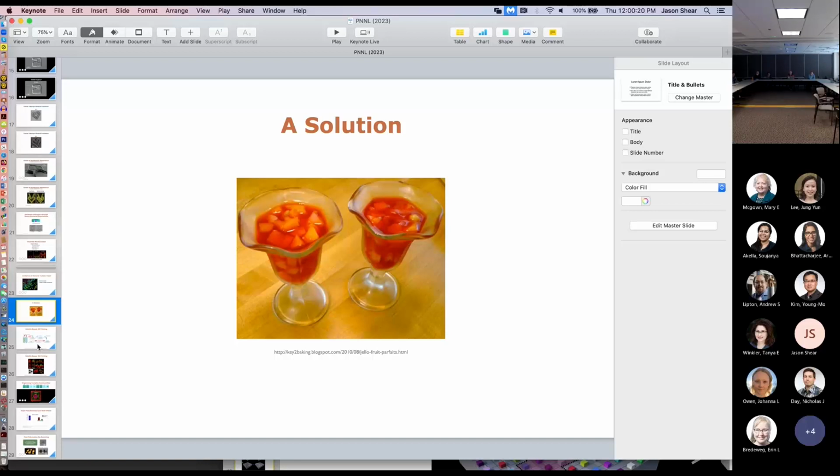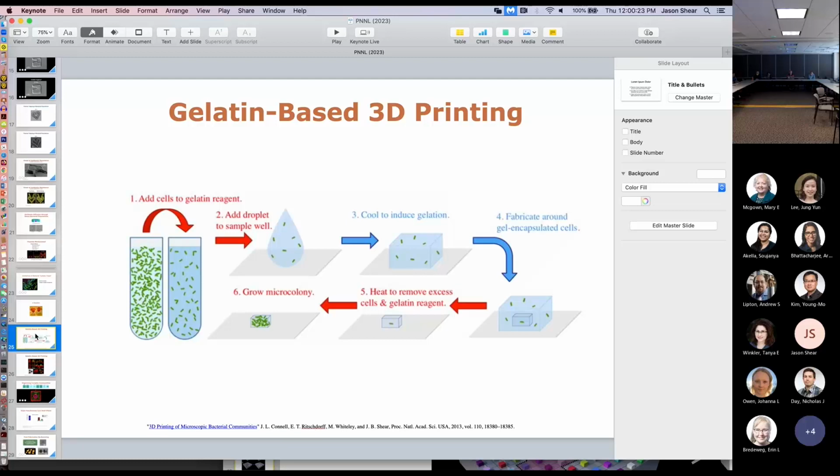So think about not having fruit in Jello, but having bacteria in Jello or gelatin. The idea is we can suspend bacteria in our reagent. Now, it not only has BSA and a photosensitizer, but it also has gelatin. You allow it to cool and gel. The cells are suspended and alive. You can then go in and fabricate a house around a cell, a single cell if we want, to grow up a clonal community, and then heat and rinse away the reagent and grow up our community of cells.